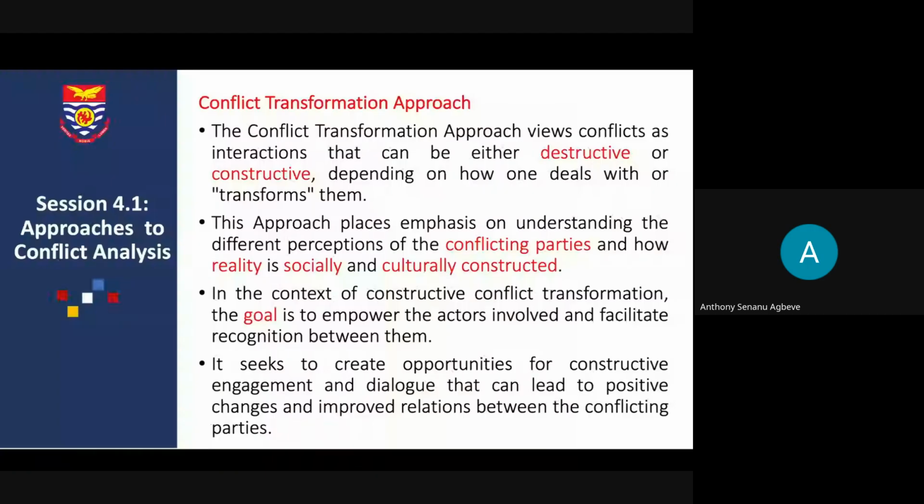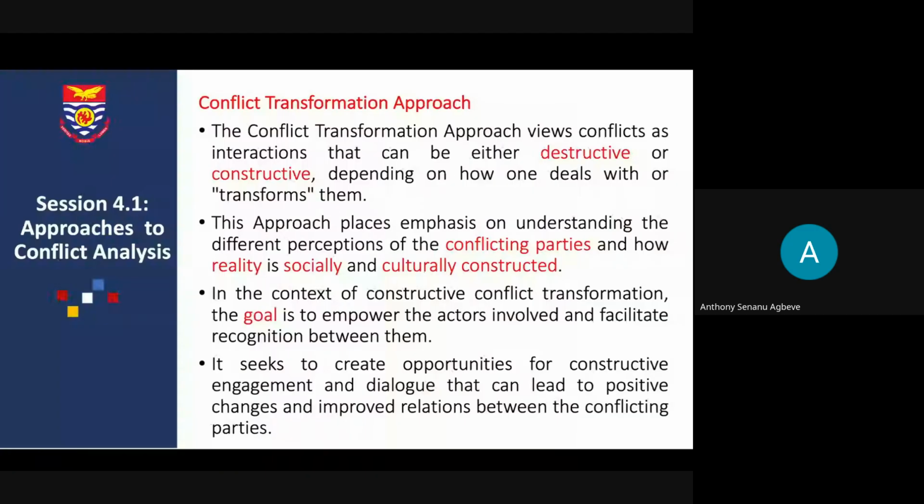So that at the end of the day, you want to transform the situation so that it benefits both parties. But the point is that if you do not approach it carefully, then the situation can degenerate and become even much more violent.